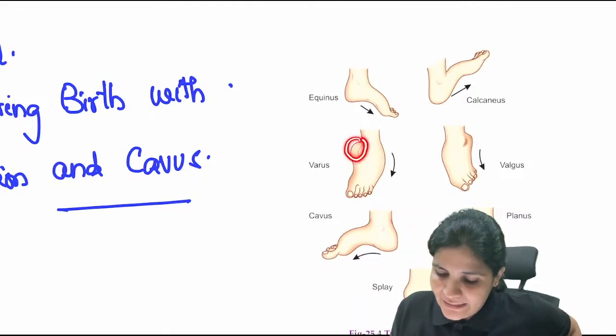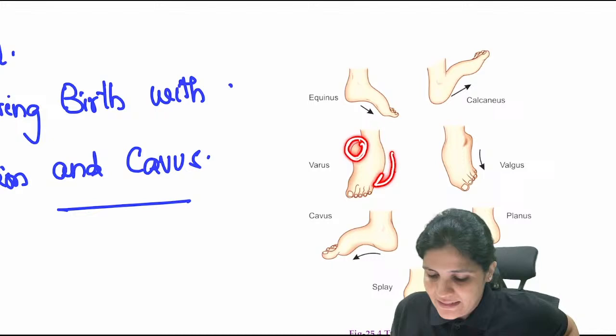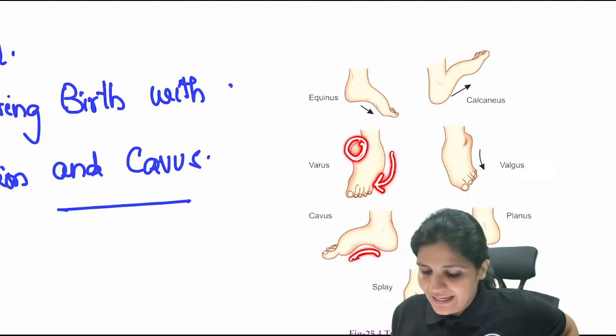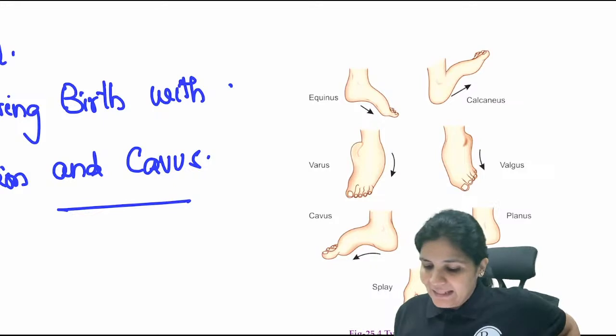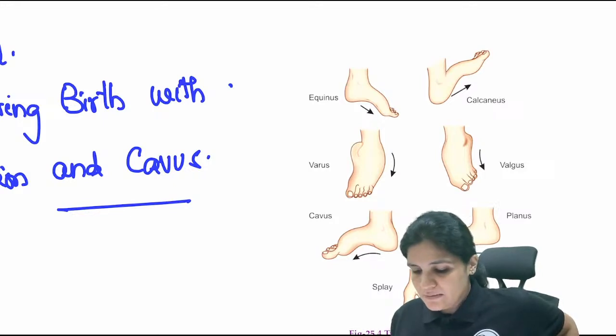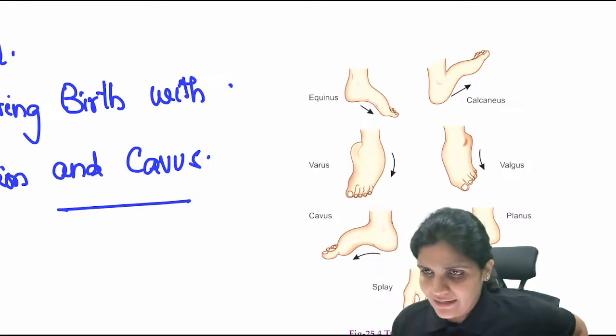Varus is mainly in the hind foot. So this is the varus, right? And this is cavus. Cavus is nothing but your arches are elevated. So this is planus. So arches are flat. So the flat foot, and cavus is cave-like foot, right? And then your splay. This is called the splay, which we usually don't see in CTEV.